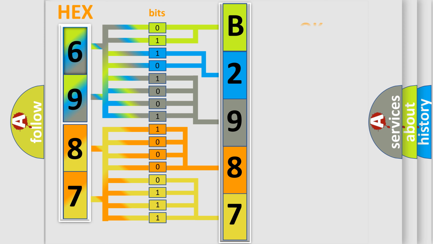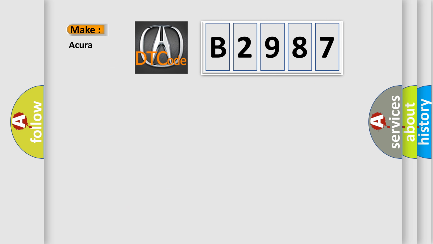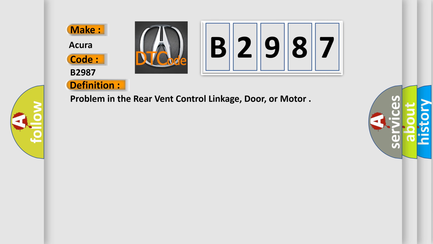We now know in what way the diagnostic tool translates the received information into a more comprehensible format. The number itself does not make sense to us if we cannot assign information about it to what it actually expresses. So, what does the Diagnostic Trouble Code B2987 interpret specifically for Acura car manufacturers?